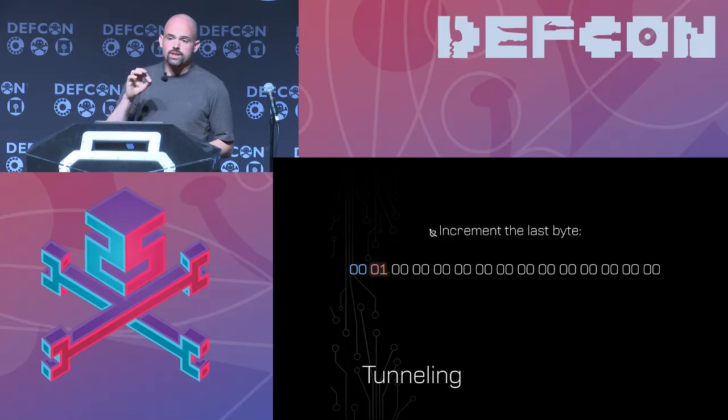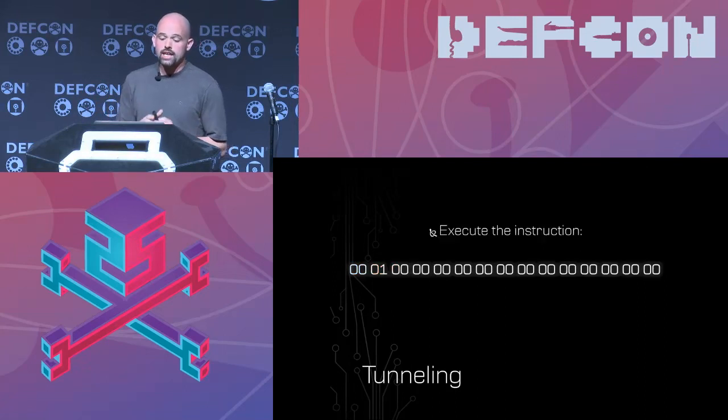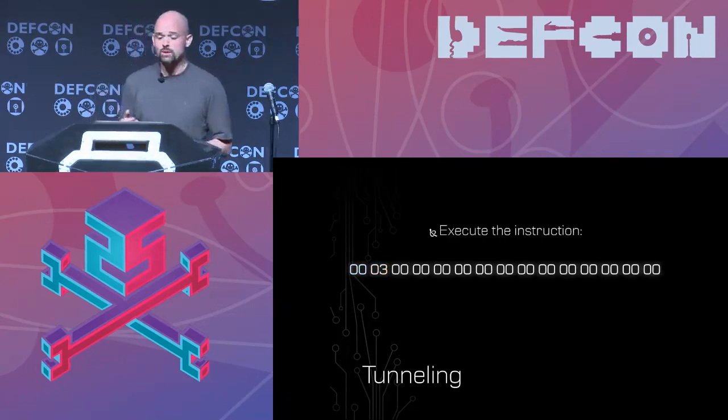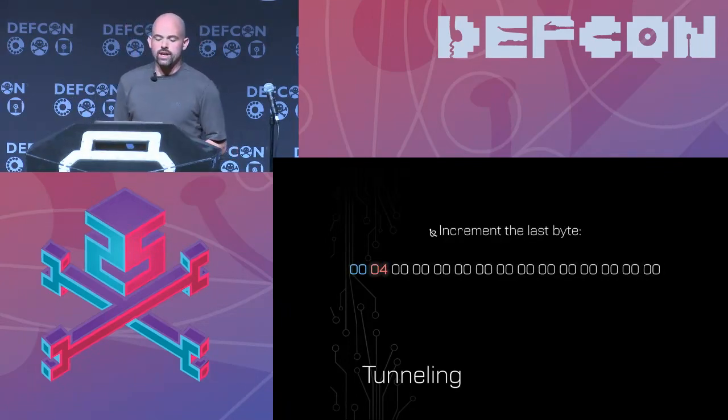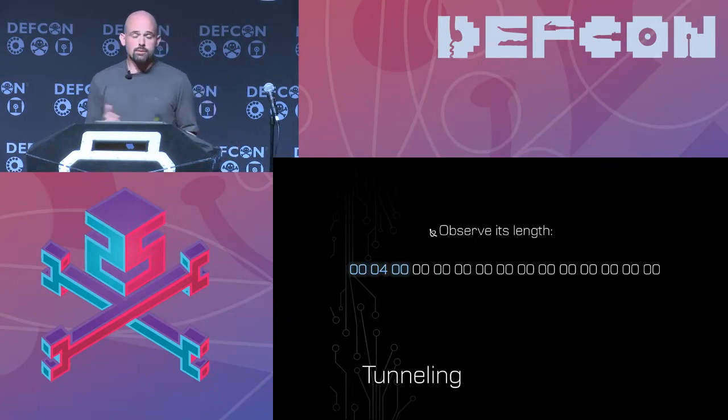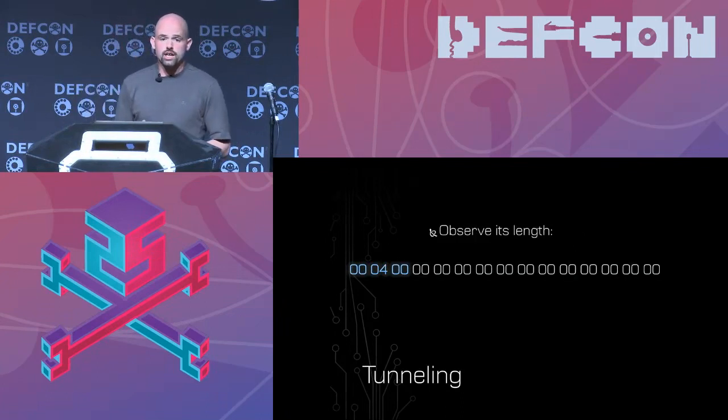So we're going to increment the very last byte of this instruction, and then repeat the process. Execute the instruction, observe its length, increment the last byte. Execute, observe the length, increment the last byte. Very, very simple algorithm here. But eventually what will happen when you do that final incrementation and execute the instruction, you'll find that at some point the length changes. Our instruction just went from 2 bytes to 3 bytes.